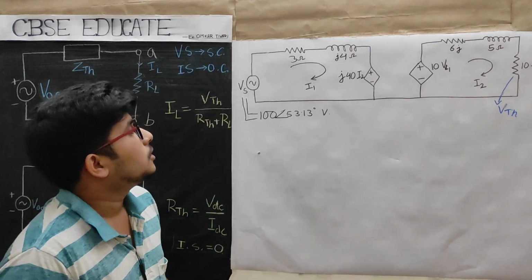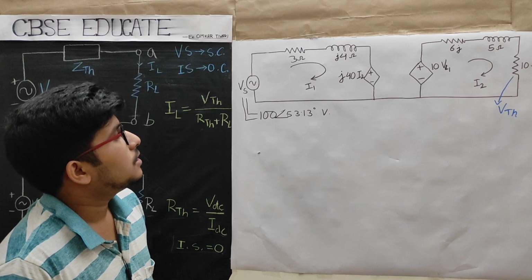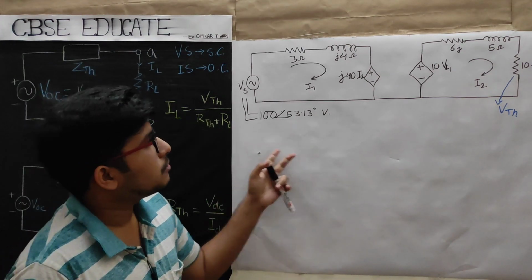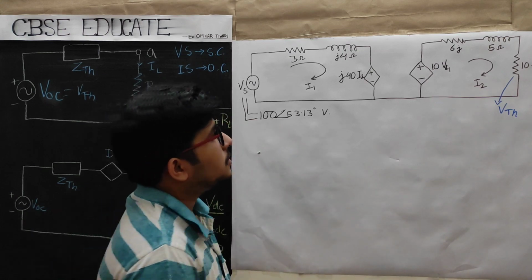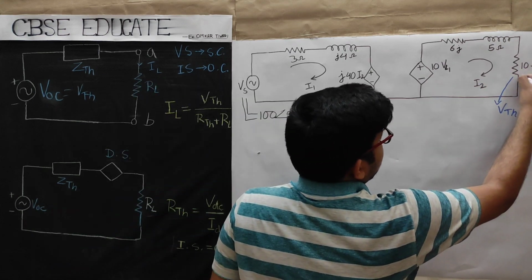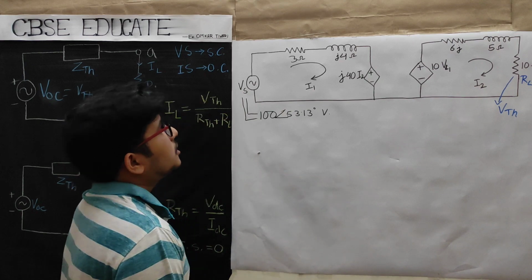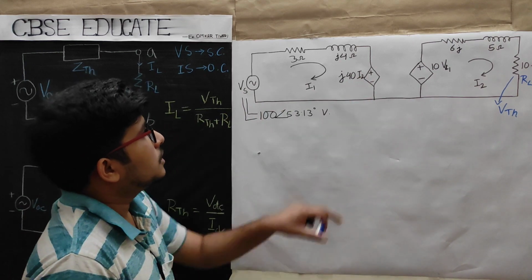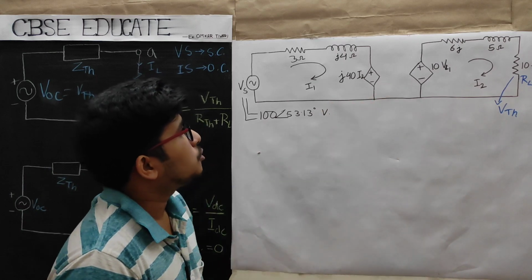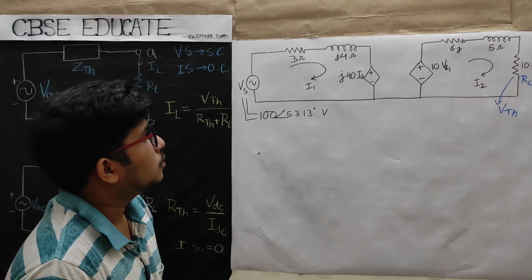Now come to the question. The circuit has been given, and the question asks you to calculate the VTH across the 10 ohm resistance, which means this 10 ohm resistance is the load resistance RL. The values of all these have been given, and you can see there are two dependent sources.